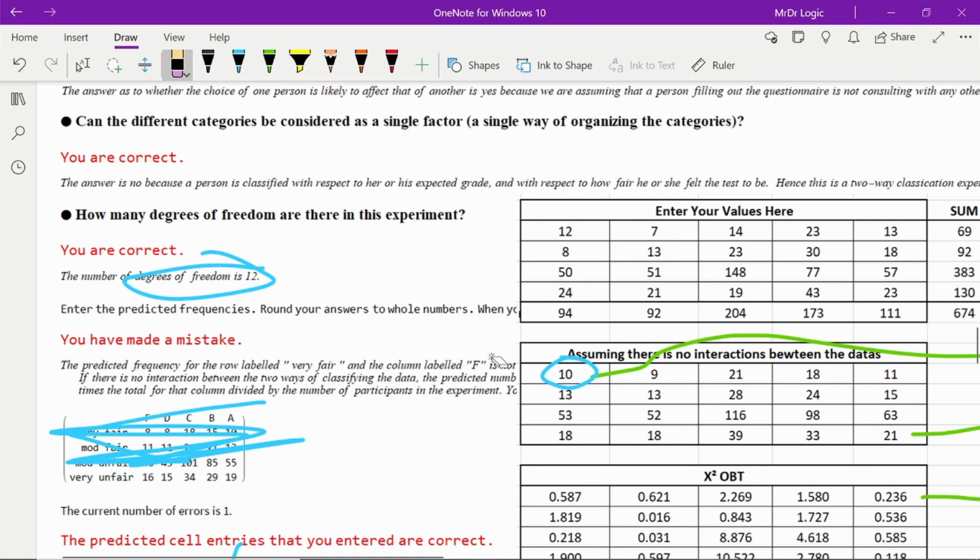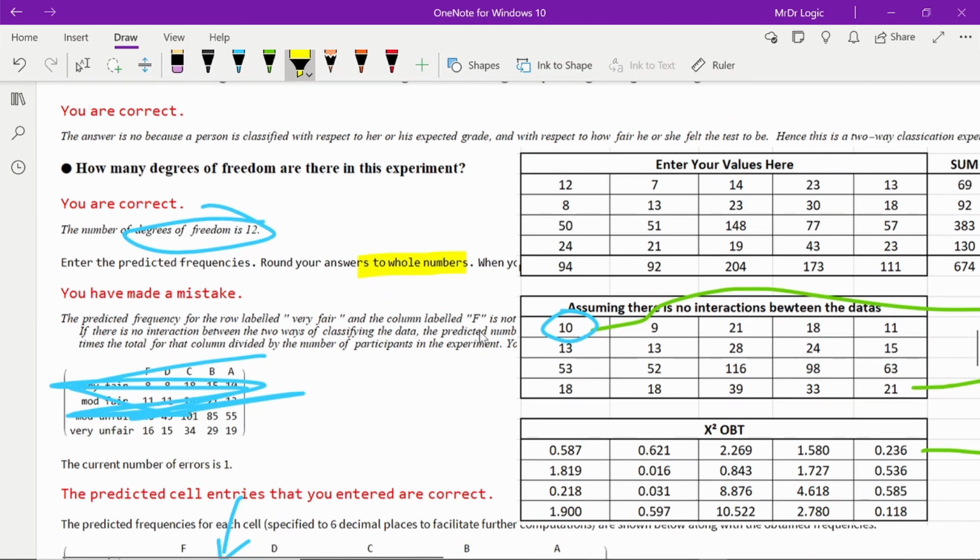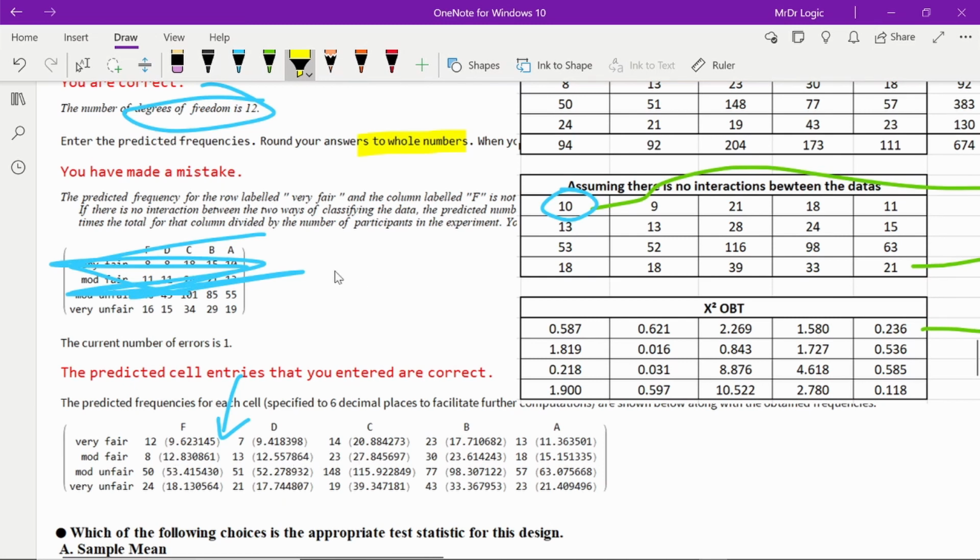Oh wow, it doesn't even tell me that. Yeah, round your answer to whole numbers. So if you were to take that into consideration, I did it right. But the only reason it's not the same is because it wants it in whole numbers.